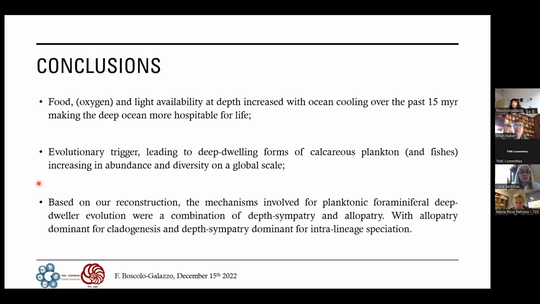Based on our fossil record reconstruction, it seems like the mechanisms that could have been involved in the origin of new planktonic foraminiferal deep dwelling species were a combination of depth sympatry and allopatry. Allopatry seems to be more important for cladogenesis, so for the branching off of an entirely new group, while depth sympatry seems to be more important for intralineage speciation. And thank you very much for your attention.